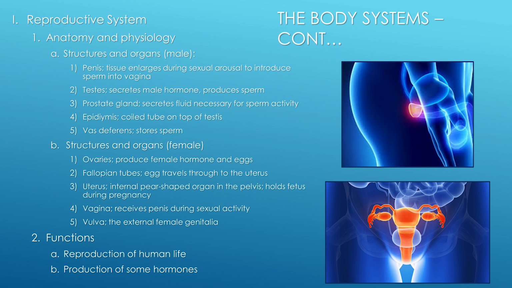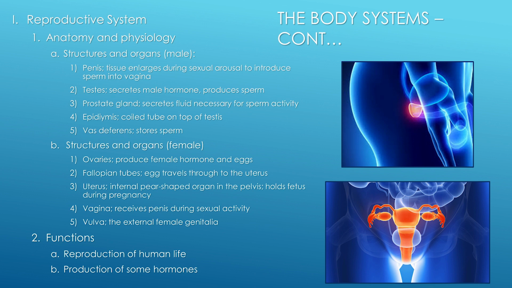during sexual arousal to introduce sperm into the vagina, testes, secretes male hormone and produces sperm, prostate gland, secretes fluid necessary for sperm activity, epididymis, coiled tube on top of the testes. The vas deferens stores sperm. Structures and organs female. Ovaries produces female hormone and eggs. Fallopian tubes. Egg travels through to the uterus. Uterus, internal pear-shaped organ in the pelvis, holds fetus during pregnancy.